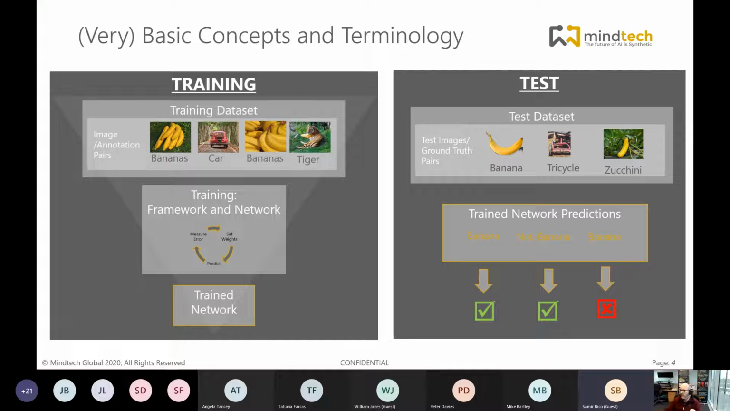We then go on to the test sequences. In this example, you can see we correctly surmise the banana and the tricycle and the zucchini or courgette. Obviously you can see why it thinks that that's a banana. It's predicting it as a banana, but it's obviously zucchini. So this has showed us there is a weakness in our network and in our system that we need to address.